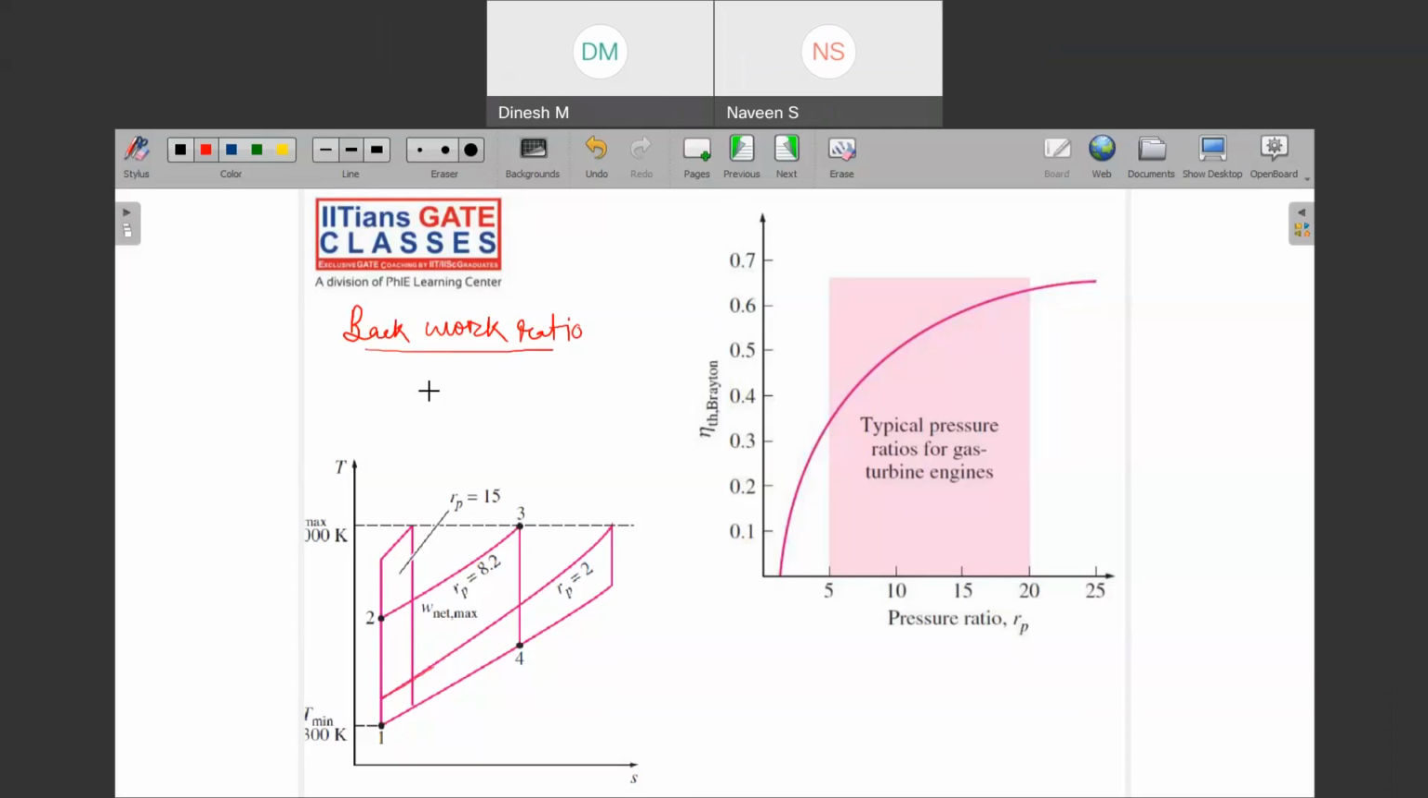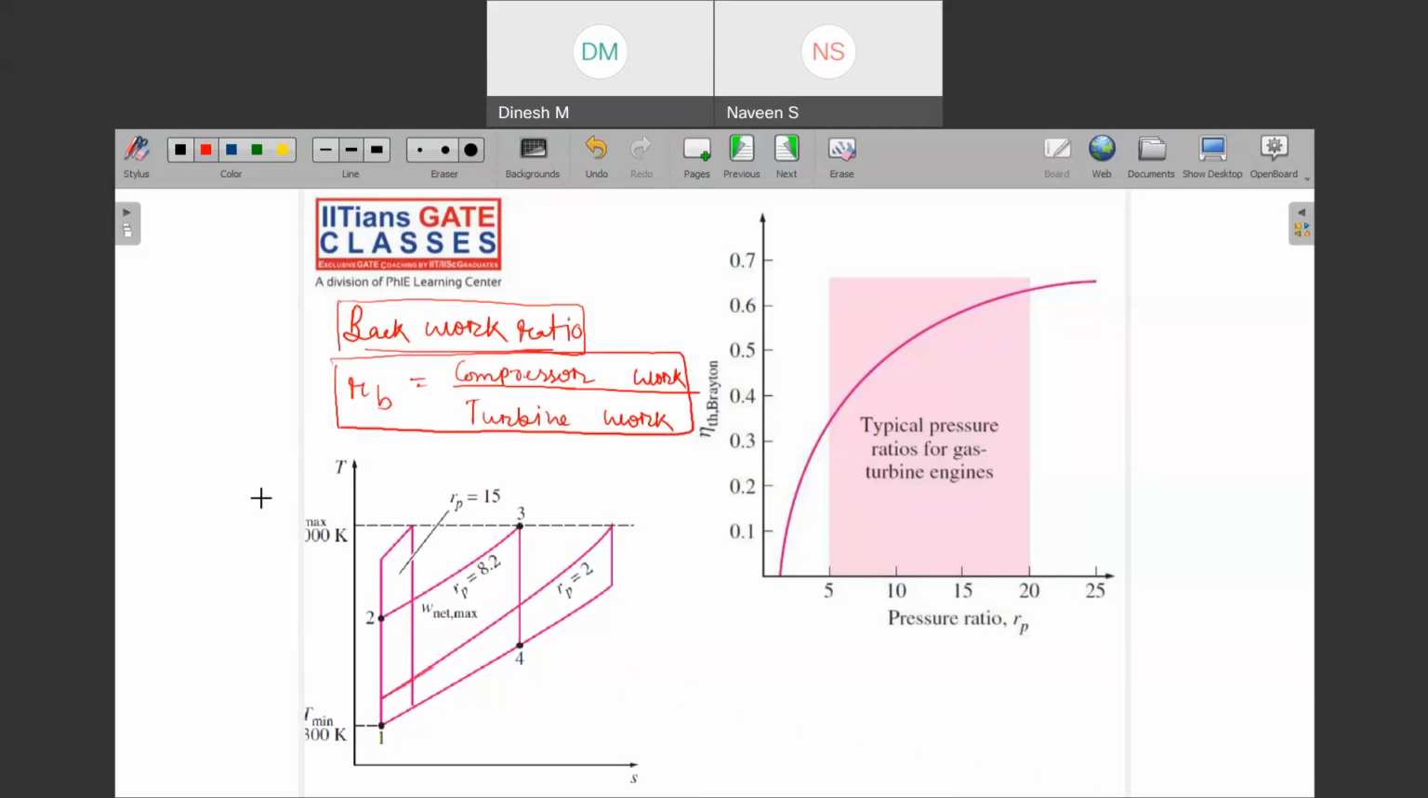So back work ratio is the ratio of compressor work, meaning what your compressor has consumed, compressor work divided by turbine work. So this is called back work ratio. How do we denote it? RB. And back work ratio is the ratio of compressor work upon turbine work. Okay.